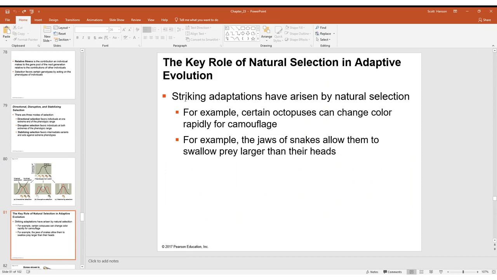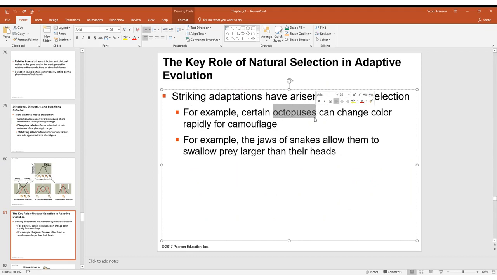So striking adaptations, in other words, very noticeable, very extreme adaptations, have arisen by natural selection. For example, certain octopuses can change color rapidly for camouflage. Or the jaws of snakes, and another snake picture coming up. The jaws of snakes allow them to swallow prey larger than their heads. A mammal can't do that.